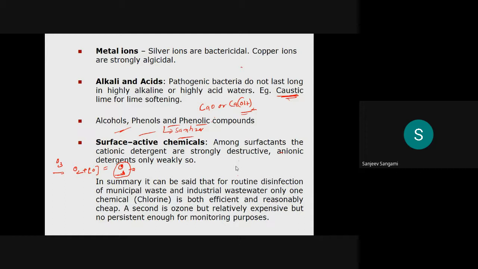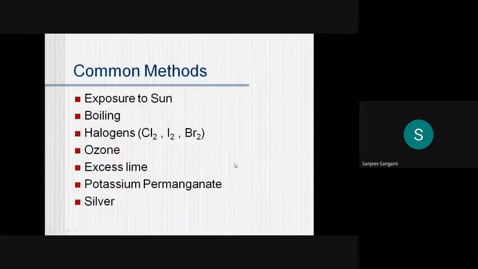Remember, it is not in the bulk, it is on the surface. If pathogens are present on the surface of clothes or of any material, then it is better to use the surface active chemicals. The surface active chemicals are nothing but soap powder and soap. Even if you use those, you are going to kill the pathogens. Then we will go through some of the common methods in detail, one by one.